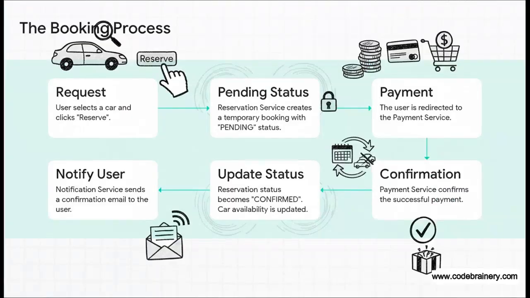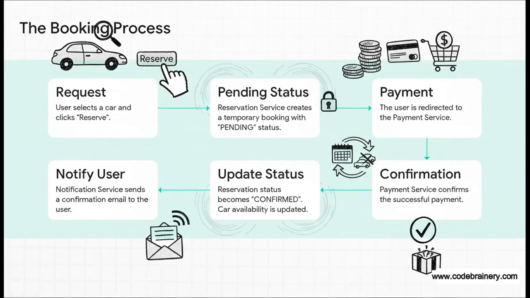So a user finds the perfect car and hits reserve. That request zips over to our reservation service. The very first thing it does is create a reservation record with a pending status. This basically puts a temporary hold on that car for, say, 10 minutes. Next, the user is sent over to the payment service to handle the transaction.